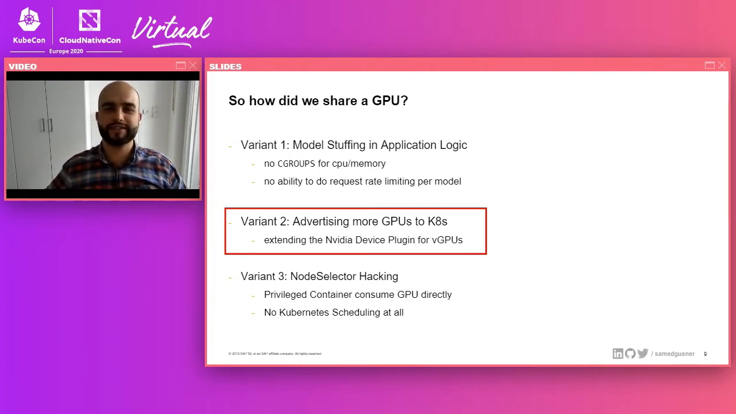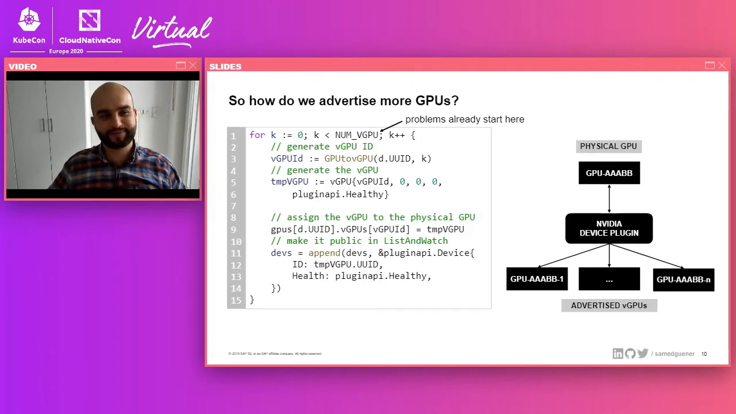Well, it was not really a decision, but more exploration, and with the initial help of some developers from the NVIDIA device plugin. Variant 2 tries to solve this issue in a more native way by extending the device plugin with so-called vGPUs. To be honest, vGPUs sound very terrific, but they are not. So let's check out how we extended the device plugin to share GPUs.